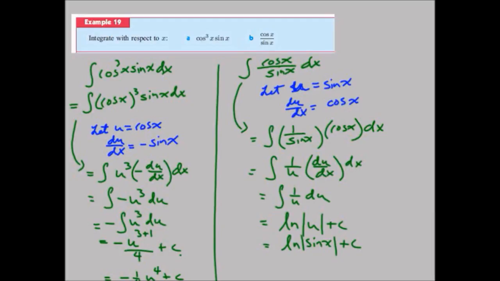Your homework, this is section 18G, remember, so look on the homework document and practice those questions from exercise 18G. Have fun.